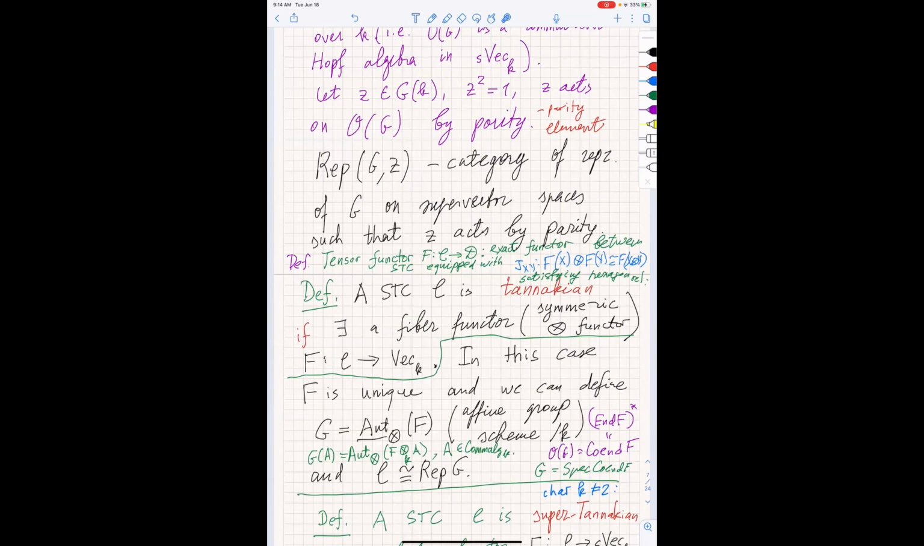So Deligne and Milne showed that in this case, this functor is unique up to an isomorphism, although non-unique isomorphism. But in any case, you can define a group in this case, which is a tensor automorphism group of this functor. So that's actually not just a group; it's an affine group scheme, just the usual affine group scheme, which as a functor of points is defined by the formula that its points over a commutative algebra A is the group of tensor automorphisms of the functor f tensor A. So this is f with scalars extended to A.